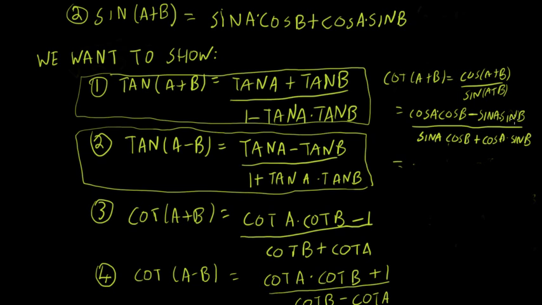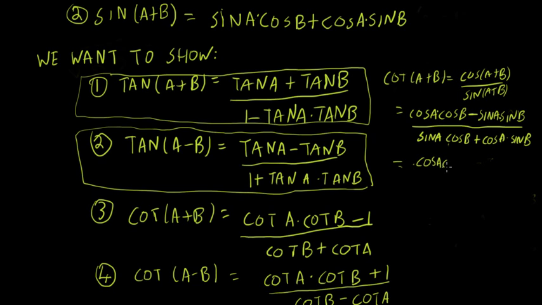But how do we get this to look like this? How do we get everything in terms of cotangents? Well, it turns out here if you divide both numerator and denominator by sine a times sine b, you'll get the necessary cancellations and conversions from cosines and sines to cotangents in order to make this expression look like this expression. So we're going to do that here.